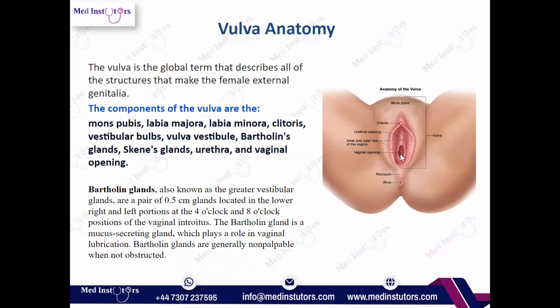So again, here you can see the anatomy of the vulva. We have mons pubis, clitoris, urethral opening, labia minora, labia majora, vaginal opening, and then below that the perineum and anus.